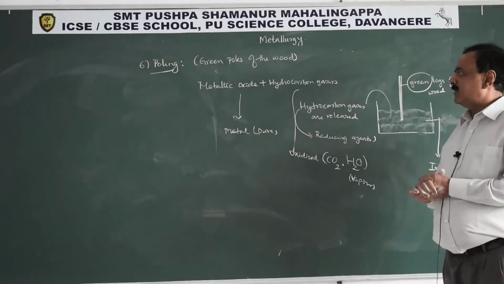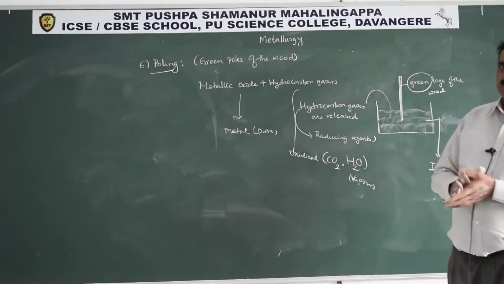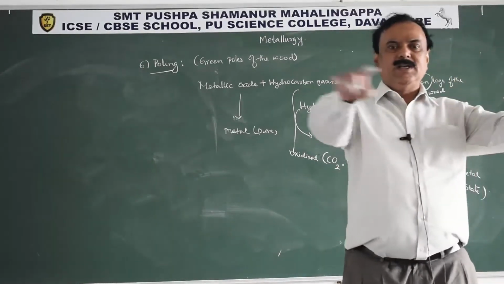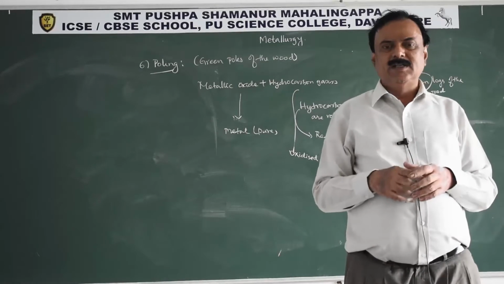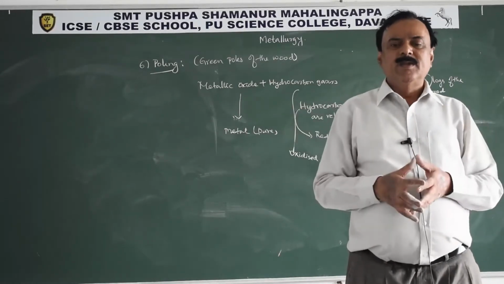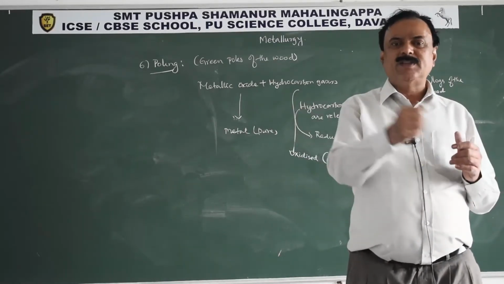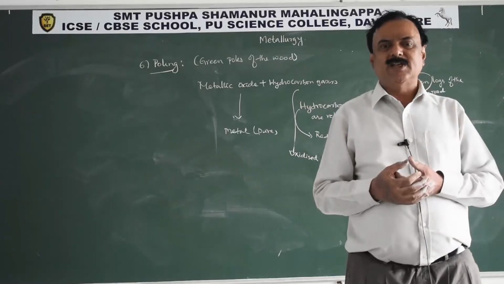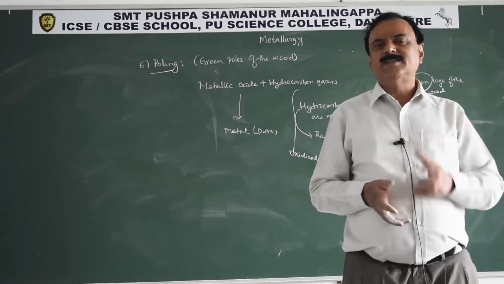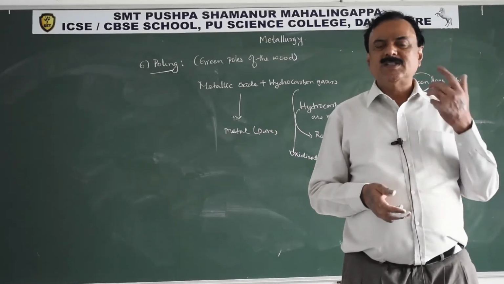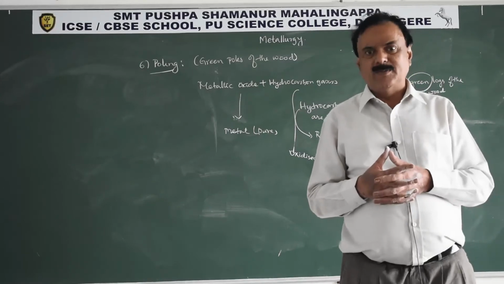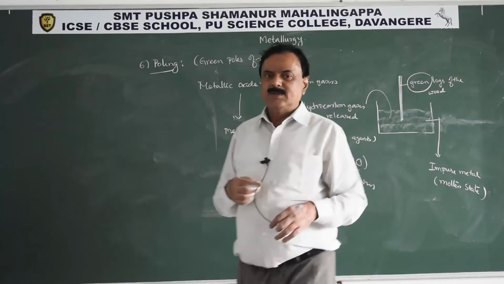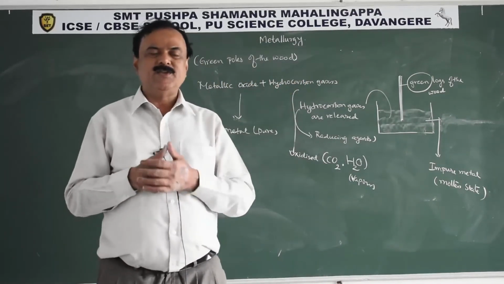The poling operation is used especially in copper metallurgy. In the poling operation, in a large steel tank, you place the molten metal, then it is stirred with the green logs of the wood. During this process, hydrocarbon gases are evolved. These hydrocarbon gases are good reducing agents, and they reduce any metallic oxide that might have been formed during the smelting operation. Is it clear? Therefore, copper is refined by means of the poling operation.